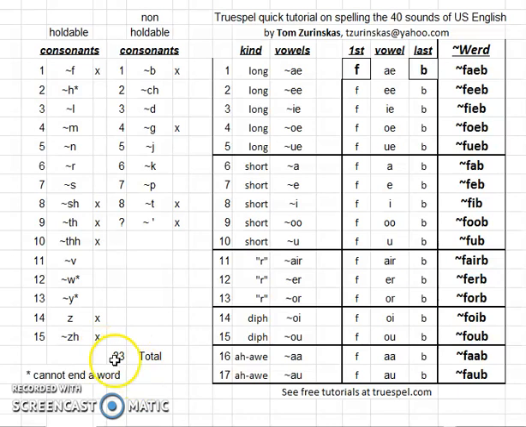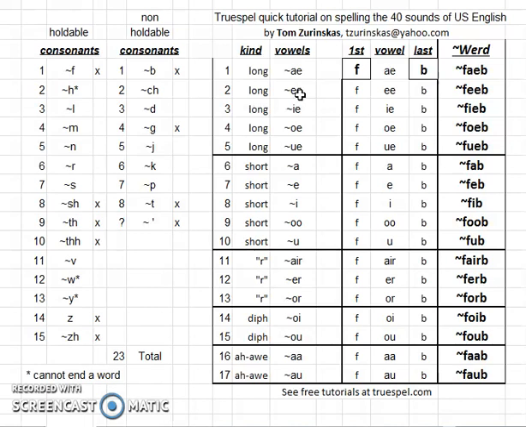There are 23 consonants. Here you see the consonants divided into holdable and non-holdable consonants. There are eight non-holdable and 15 holdable. And you have 17 vowels. The vowels are the most flexible sounds. The consonants are pretty stable.